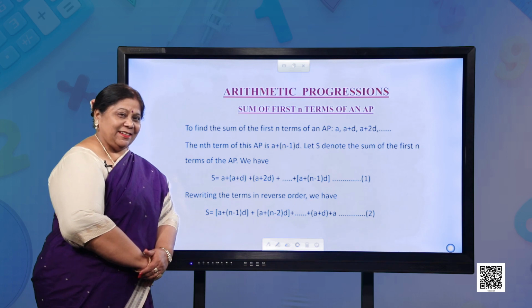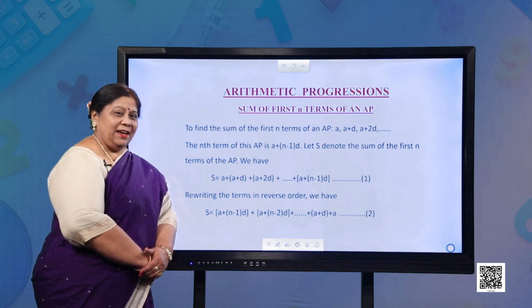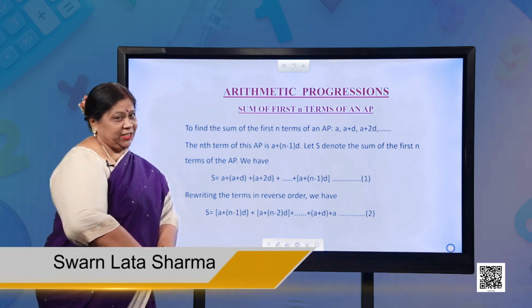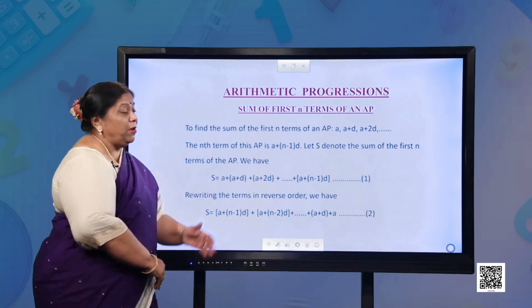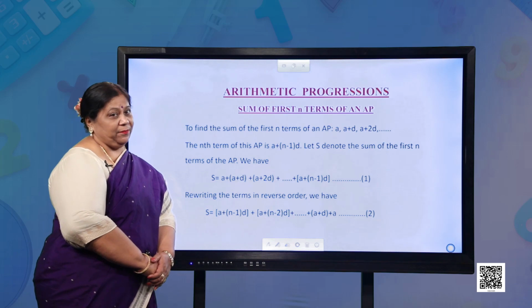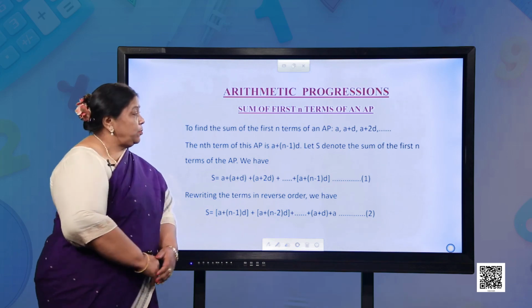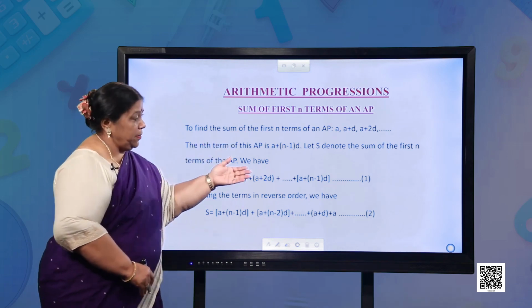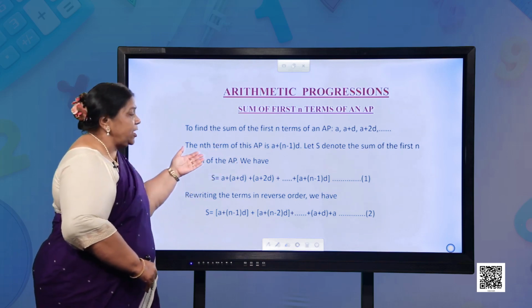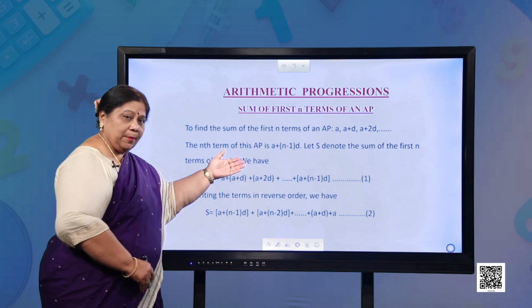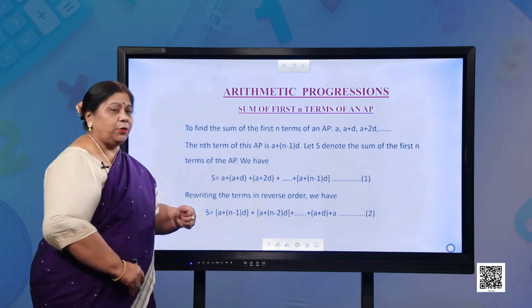Hello students, today we shall study your chapter Arithmetic Progressions, in which we are going to study the sum of first n terms of an AP. To find the sum of first n terms of an AP, a, a plus d, a plus 2d, the nth term of this AP is a plus (n minus 1) into d.